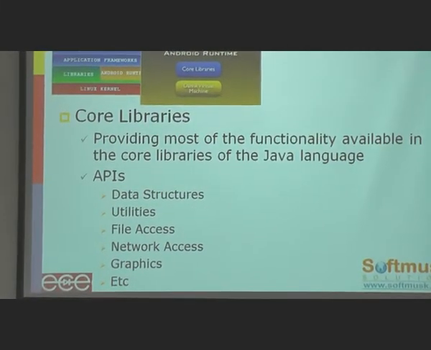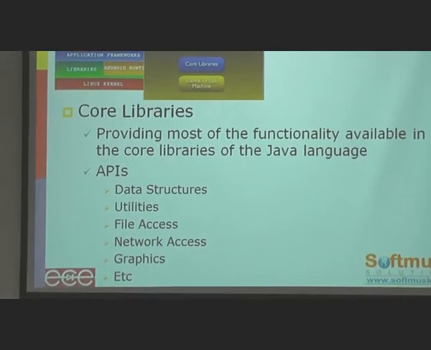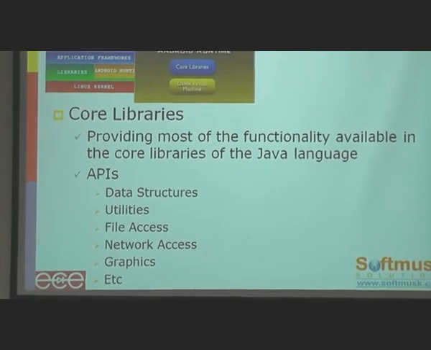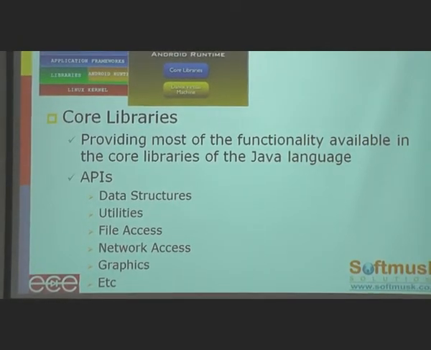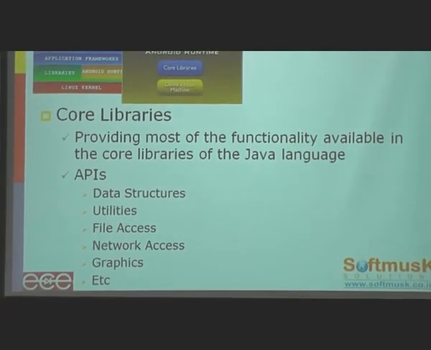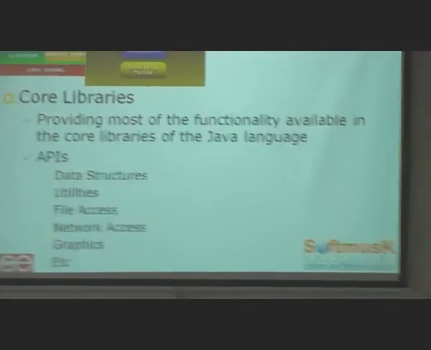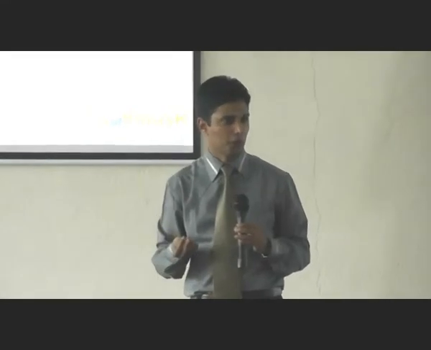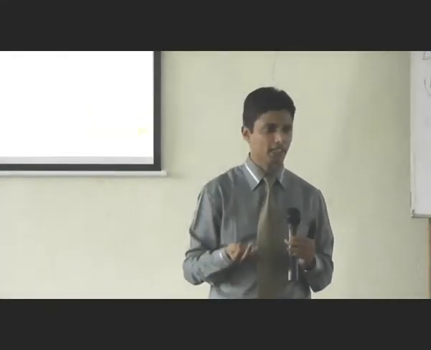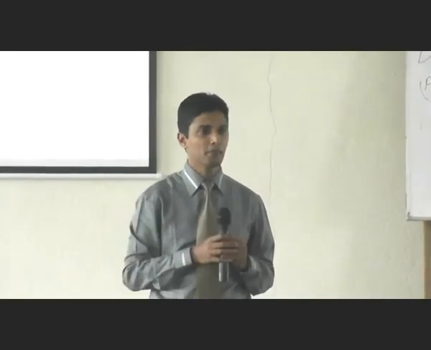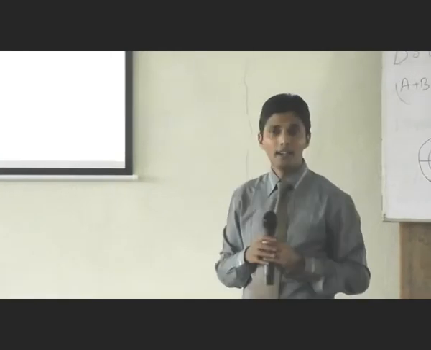Next is Android runtime, which contains two components. This is core library and dynamic virtual machine. Core libraries provide most of the functionality available in the core libraries of the Java language API: data structures, utilities, file access, network access, and etc. Core libraries are the basic libraries of any programming language, like IO, input and output, or .NET for networking, or .Math for mathematics. So all these basic libraries are provided to us by the core library.